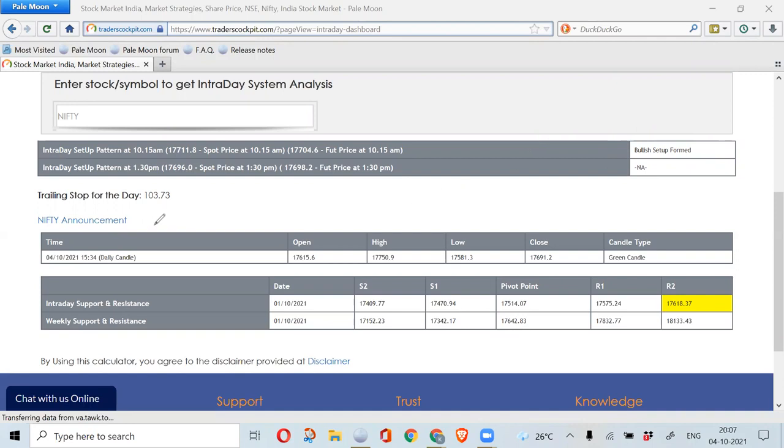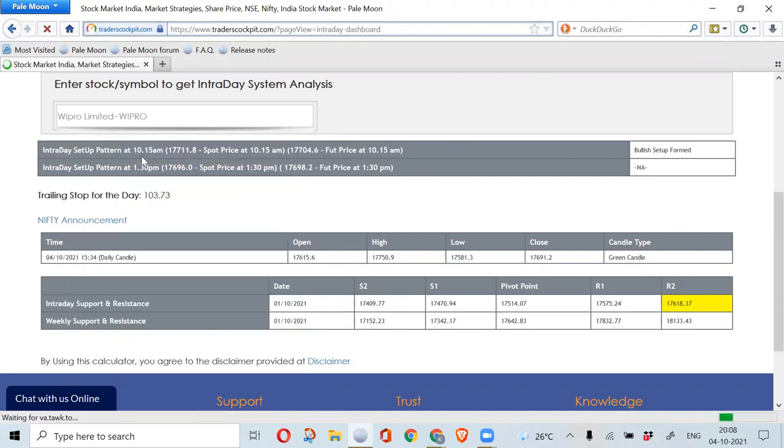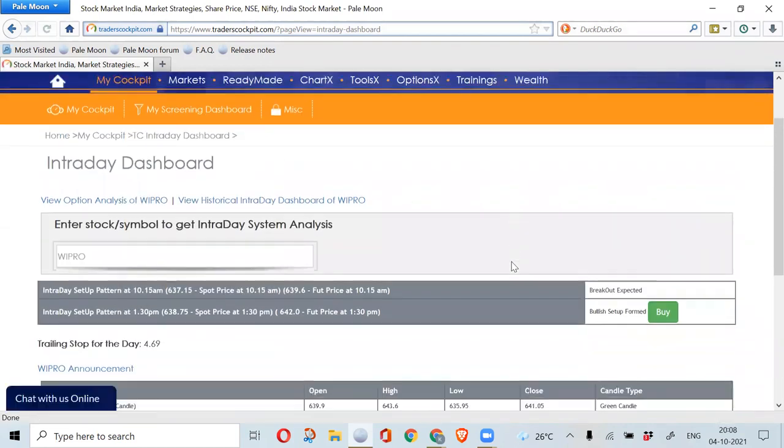In addition to this, we get the trailing stop loss for the day here, and support level 1, support level 2, pivot point, resistance level 1, resistance level 2. By looking at this, we will know in an easy way where to put our targets, where to put our stop loss, and how much trailing stop loss should be kept for our trade. We can search for any particular stock, like Wipro. You select Wipro, and it will tell you what the analysis is for Wipro.